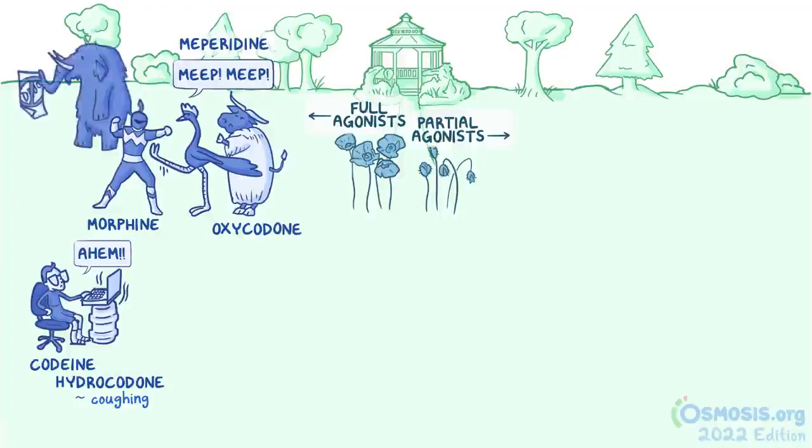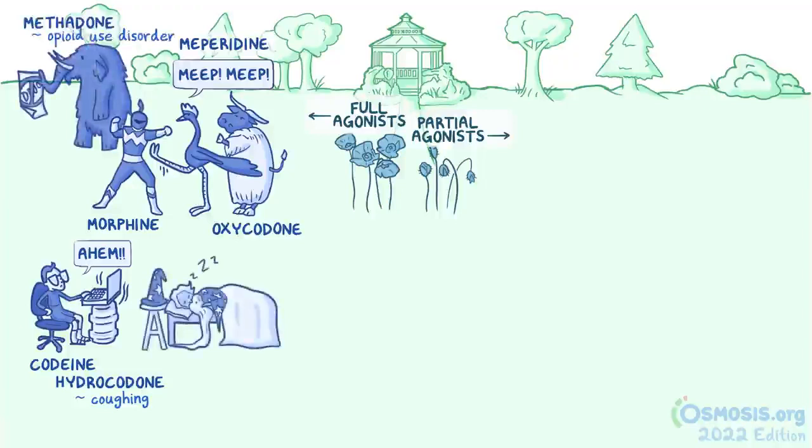Next, let's have a mastodon, representing methadone, hanging up anti-drug posters, since it can treat opioid use disorder. Finally, there's a wizard from a fantasy novel, representing fentanyl. He's sleeping soundly, which will help you remember it's sometimes used as an anesthetic.